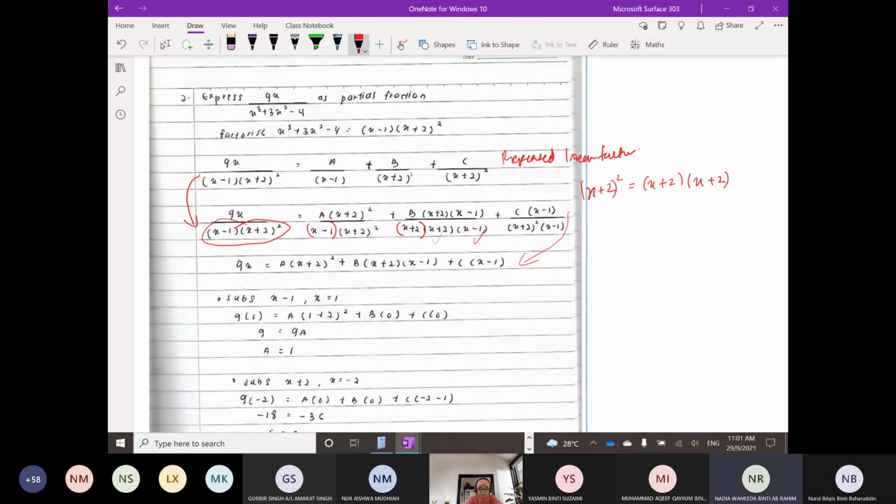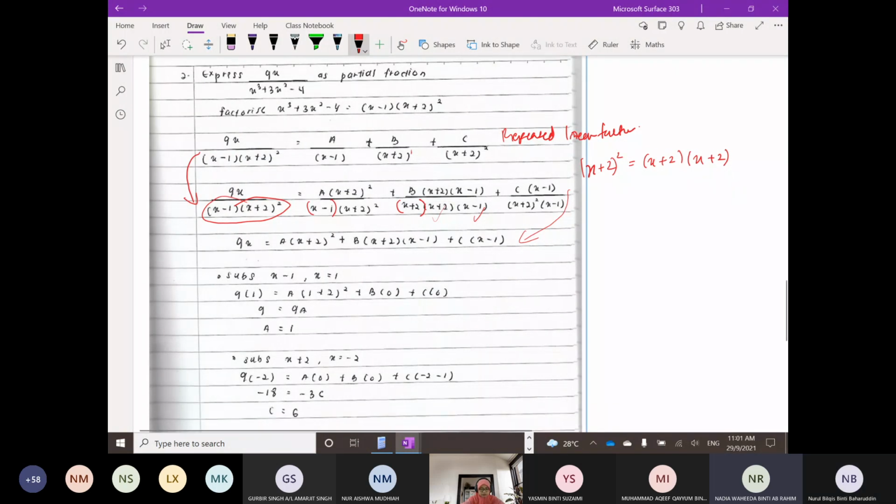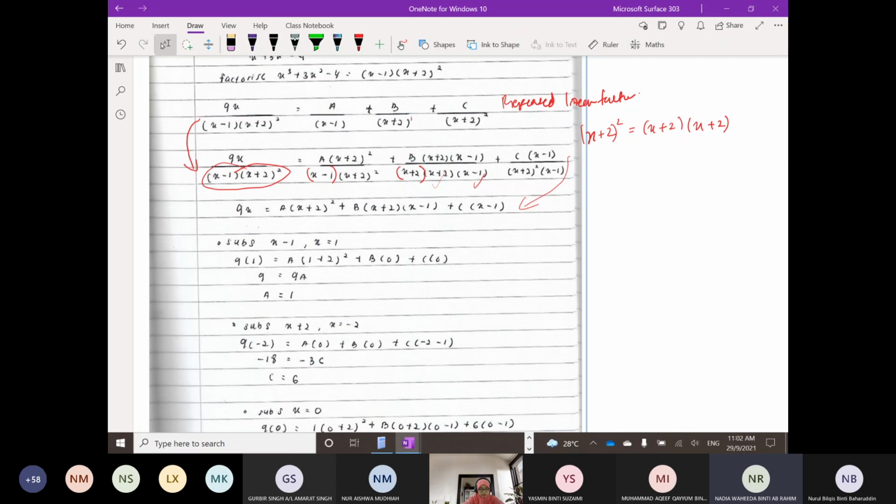So, bila dah buang denominator tu, sebab denominator tu dah sama semua, so 9x equals to a x plus 2 to the power of 2 plus b x plus 2 bracket x minus 1 plus c x minus 1, betul. Lepas tu bawah tu kita sub kan yang a tu sebab nak cari a. Gantikan dengan x equals to 1. So nanti itu dapat 1.